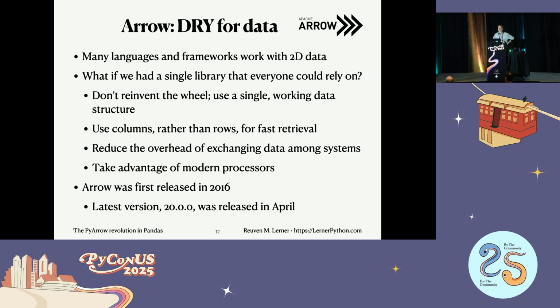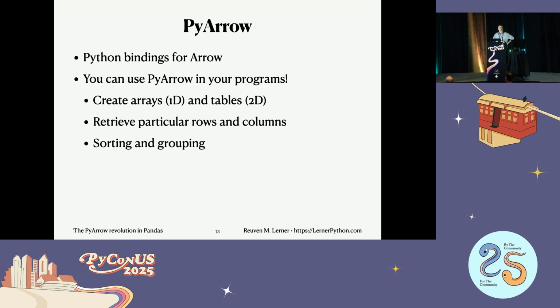And so you can use Arrow. But you can also use PyArrow, which you might be able to guess from the name, is the Python bindings for Arrow. And you can use these directly in your programs, right? So you can create arrays, which are one-dimensional. You can create tables, which are two-dimensional. You can retrieve different rows and columns, sorting and grouping. And Arrow provides the kind of data types that we are used to in the Pandas world.